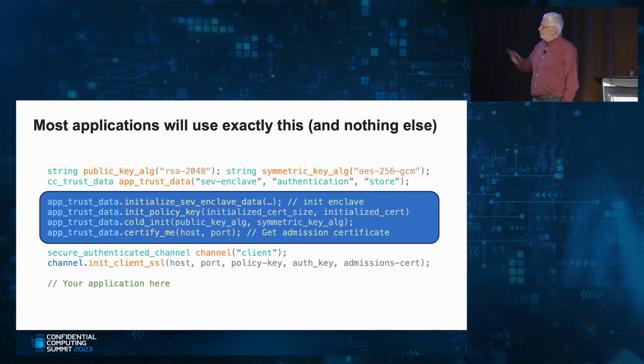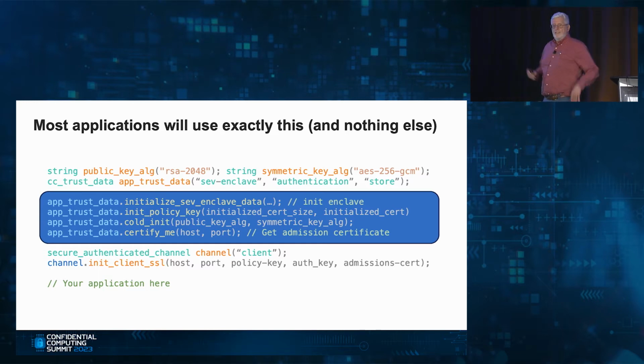The first, I guess there are two statements, but they're on the first line. It says, here's the crypto I want to use. I want to use 2048-bit RSA for authentication and public keys, and I want to use AES 256 GCM for any symmetric encryption, authenticated symmetric encryption I do.